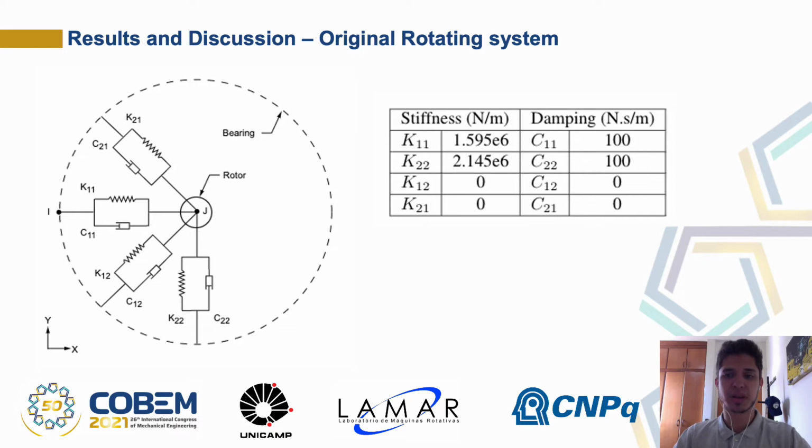Bearings are inserted in the model using the ANSYS COMBIN214 element, which acts as a combination of springs and dampers, and can represent bearings from their equivalent stiffness and damping factors. On the right side, we can see a table with the equivalent coefficients used in the simulations.